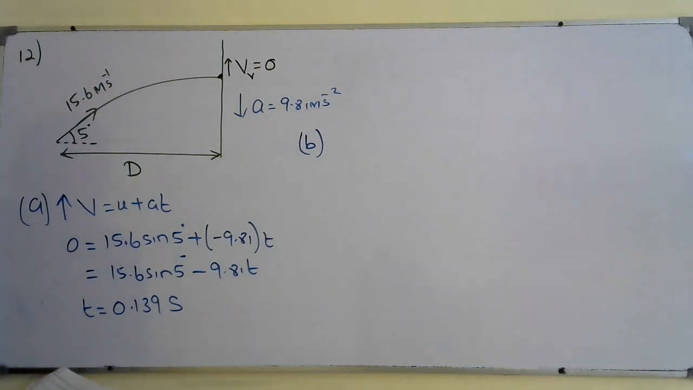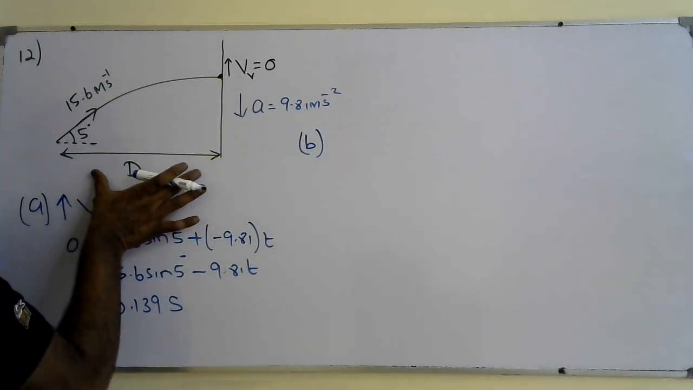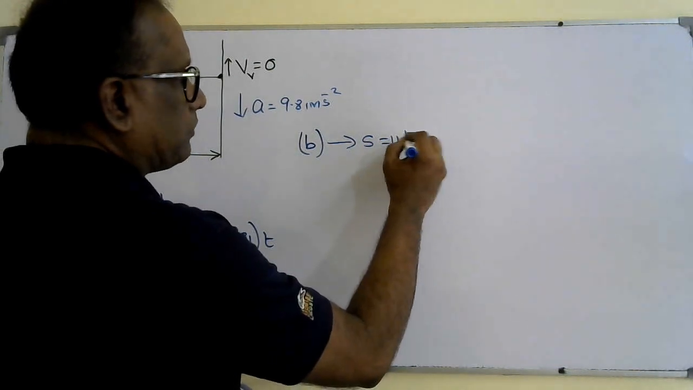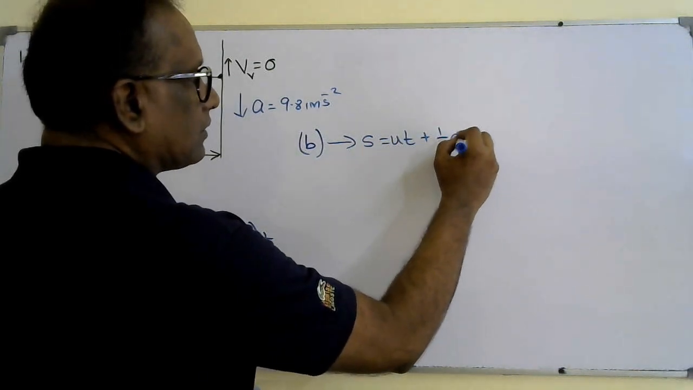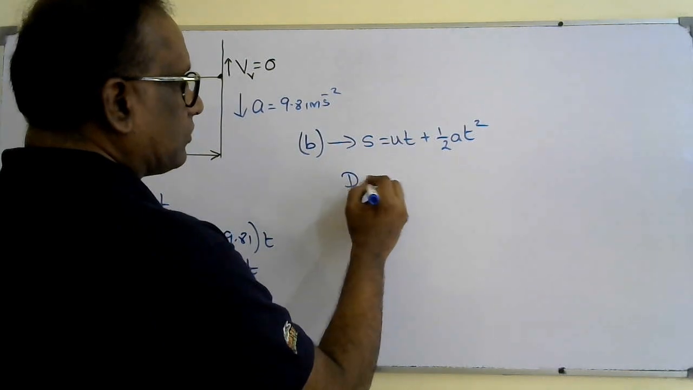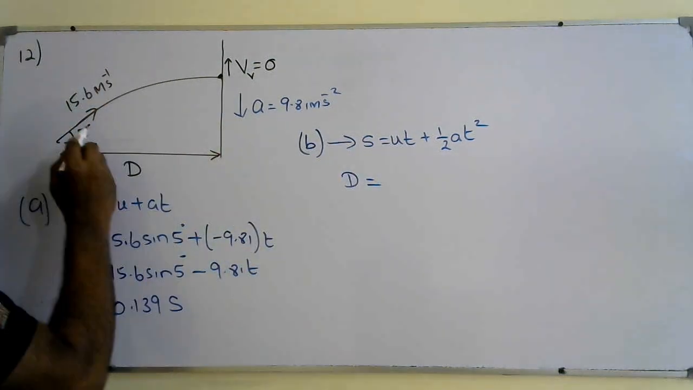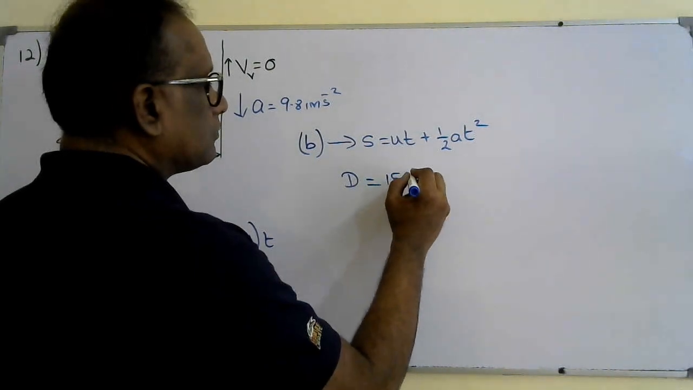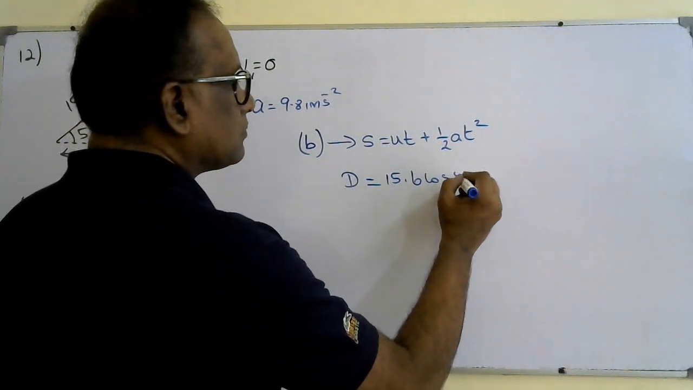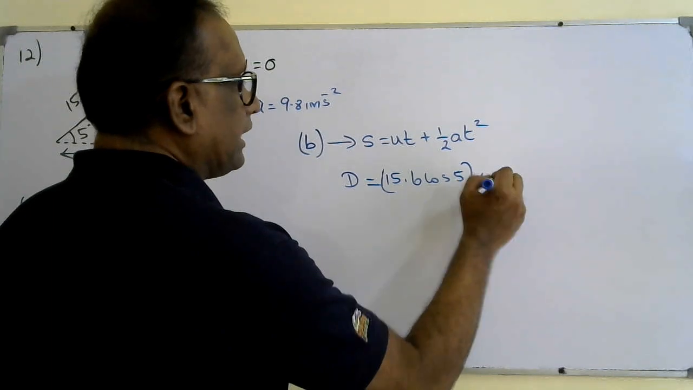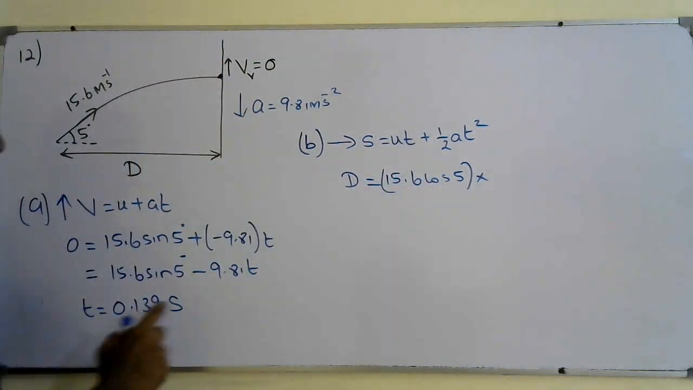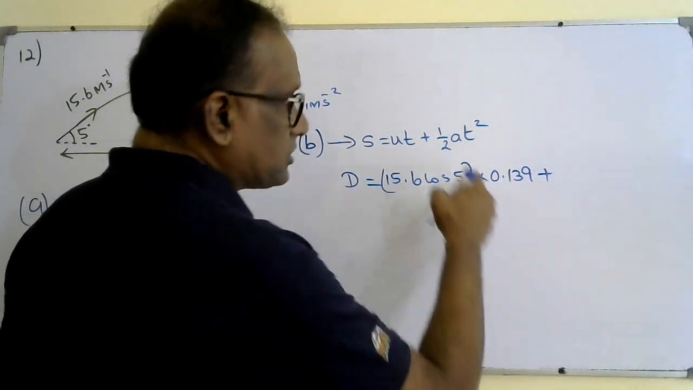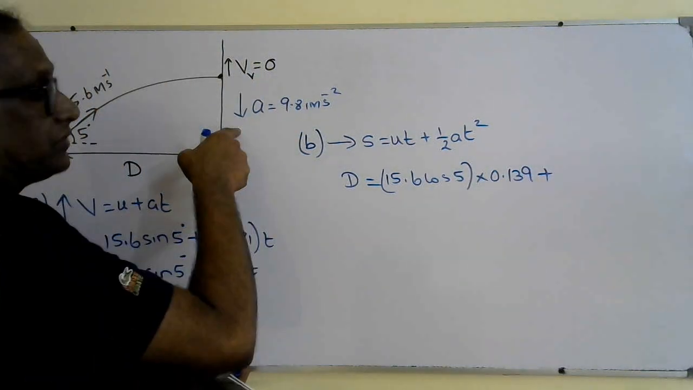The question: calculate the horizontal distance d. So simple. You use, horizontally, s = ut + ½at². That is d equals the initial horizontal component of the velocity, 15.6 cos 5, into the time we found here, 0.139. Horizontally, no acceleration, because acceleration is vertically down.